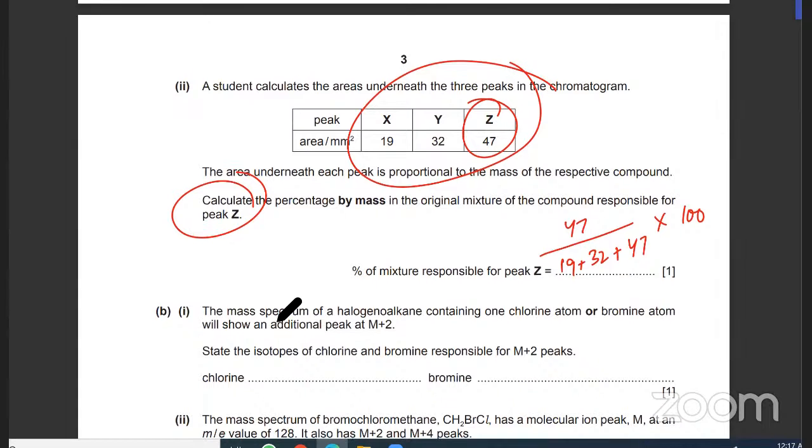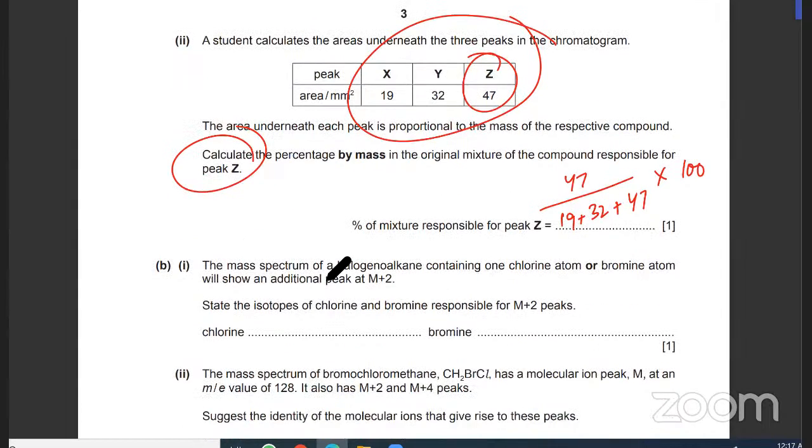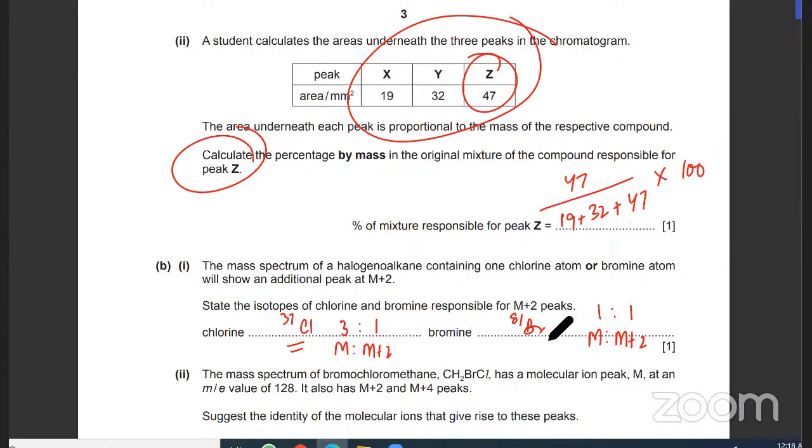Now, the other part: the mass spectrum of a halogenoalkane containing one chlorine atom or bromine atom will show an additional peak at M+2. State the isotopes of chlorine and bromine responsible for the M+2 peak. So chlorine is 37, and bromine is 81. In the case of chlorine, if you have a 37, the ratio of M to M+2 is going to be 3:1. And in the case of bromine, it's going to be 1:1, because you can either have bromine 79 or bromine 81, and they both have equal probability.